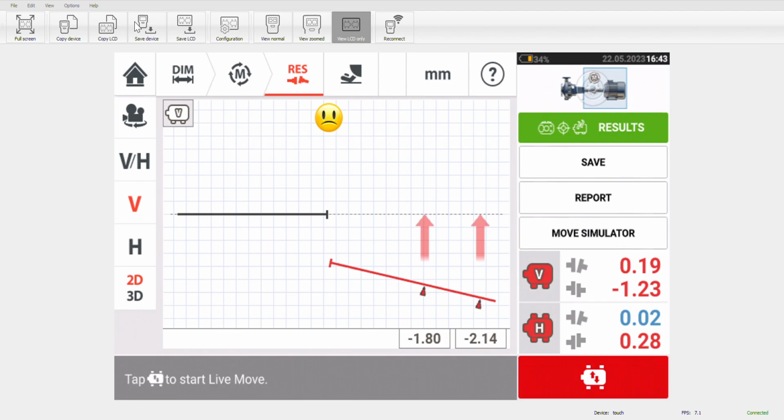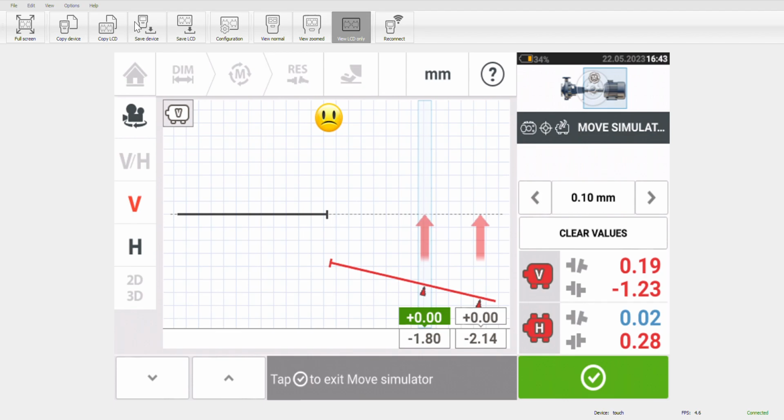What we see now are the two values of front foot and back foot. Both front feet need to go up by 1.8 mm and both back feet need to go up by 2.14 mm. In order to find out how far we really have to go, how much we really have to shim, we use the move simulator on the right side, the button I tip on.